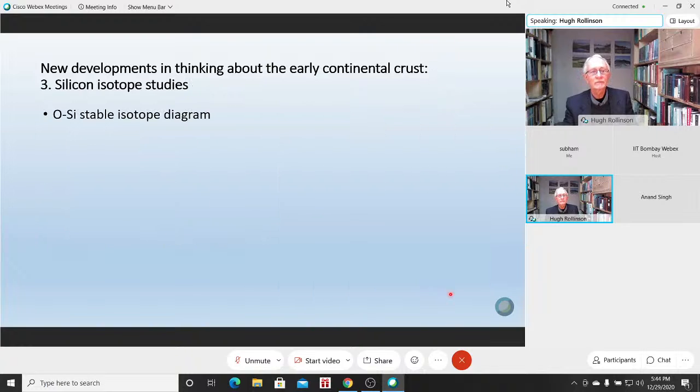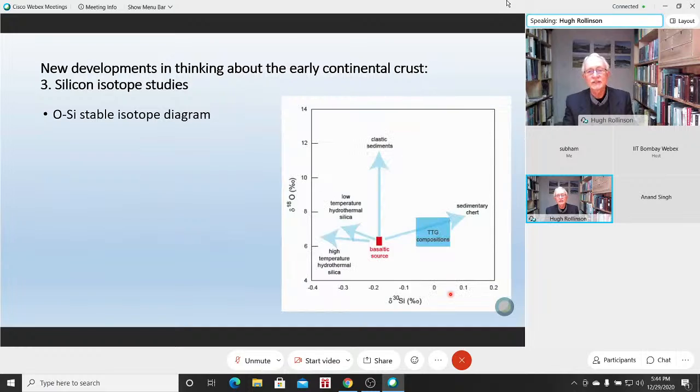Now, what might this look like? If we now take our data and put them on a stable isotope diagram using silicon and oxygen isotopes, we get a diagram like this. So we've got silicon isotopes along the bottom, we've got oxygen isotopes on the side, and we've got our potential basaltic source from which we make TTGs here, and we've got various mixing curves. And the mixing curve that works best to produce Archean TTG compositions is one which involves sedimentary chert. So in other words, we've got a basaltic source which includes sedimentary chert.